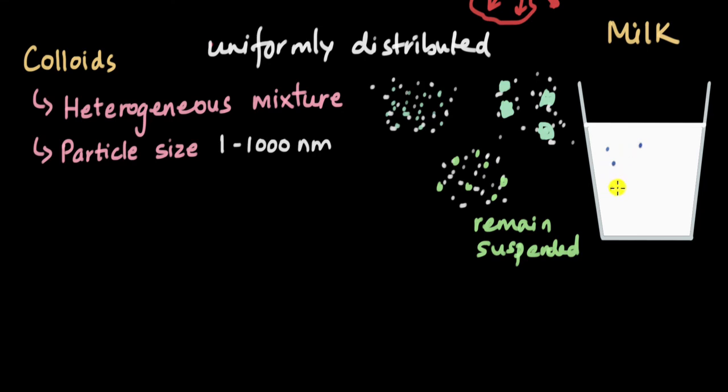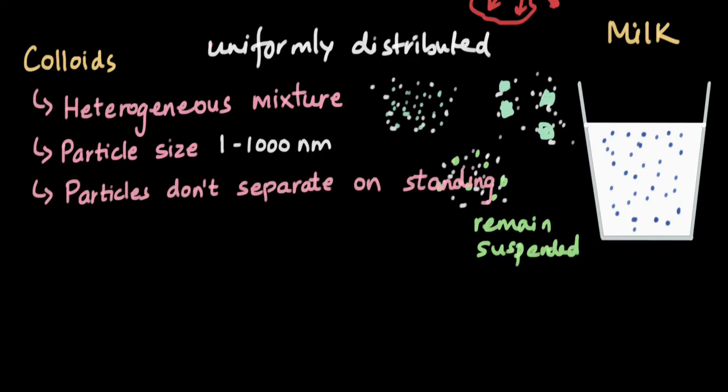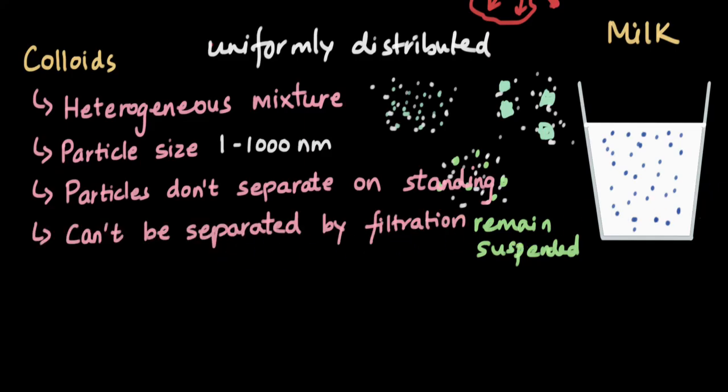So in the case of milk, you have these liquid droplets of fat. I'm showing fat with blue droplets. You have these liquid droplets of fat uniformly distributed across the body of the milk, but they aren't dissolved. They are just suspended in milk. So we can also say that particles, they don't separate on standing. They remain suspended, which means they cannot be separated by filtration, right?